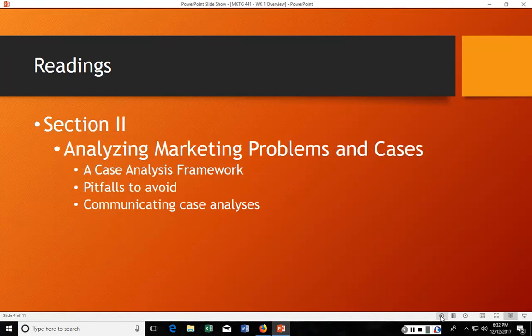Then you're going to skip way to the back of the book and you're going to read section 2, which is called Analyzing Marketing Problems and Cases. So this goes through kind of the case, how we do a case analysis. You are actually going to do two case analyses in this term. You're going to do one by yourself and you're going to do one as a group. So section 2 talks about communication analyses. Hopefully that will help to prepare you for those upcoming assignments.